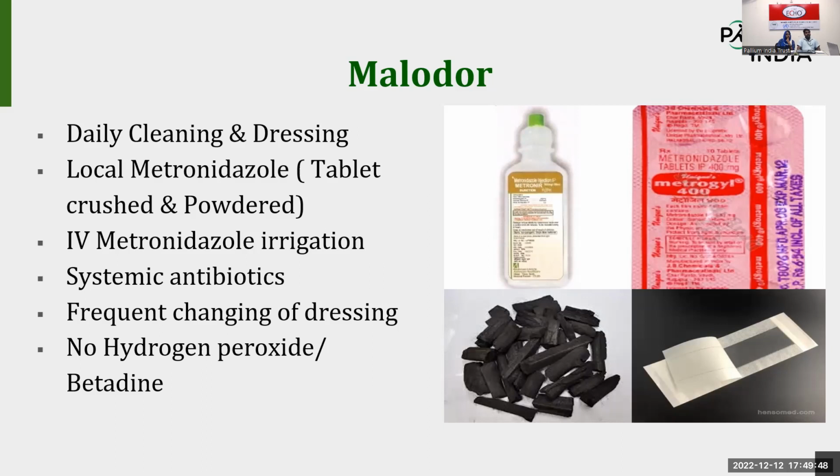Then frequent changing of the dressing. For the foul smell in the room, if needed we can use charcoal as a deodorizer. In this type of wound, we also cannot use hydrogen peroxide or betadine-type solutions for cleaning. We can use normal saline for cleaning the wound. Next slide.